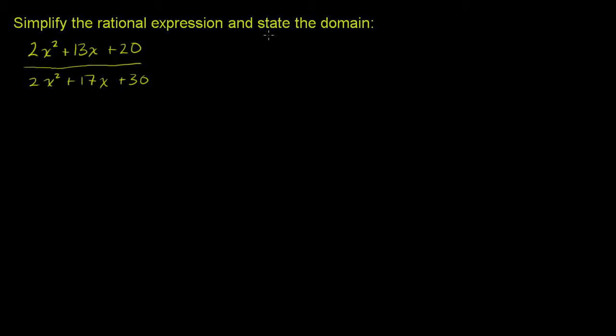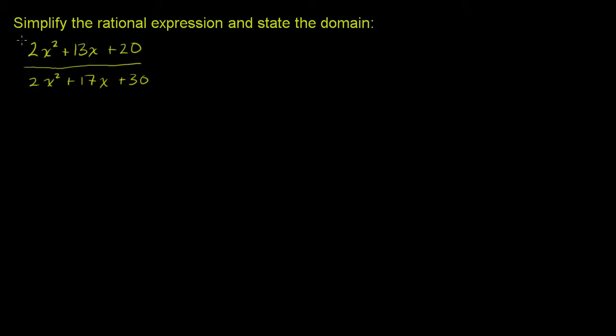Simplify the rational expression and state the domain. So once again, we have a trinomial over trinomial. To see if we can simplify them, we need to factor both of them. That's also going to help us figure out the domain. The domain is essentially figuring out all of the valid x's that we can put into this expression and not get something that's undefined. So let's factor the numerator and the denominator.